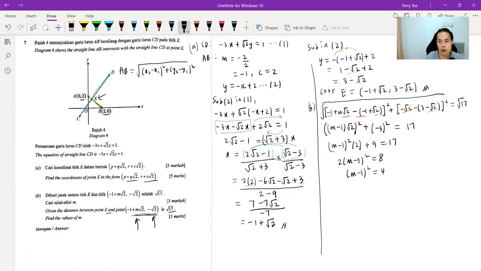When we square root 4, we put a plus minus. There's a negative and a positive: m minus 1 equals minus 2 or plus 2. Bring the negative 1 over, so it's a plus 1. Minus 2 plus 1 is minus 1. 2 plus 1, m is just 3. Yeah, so you have 2 possible answers.